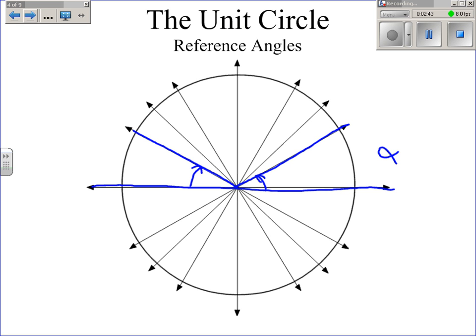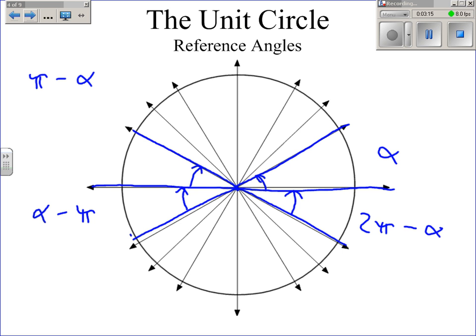Reference angle in the second quadrant is the distance between pi and alpha, or pi minus alpha. In the third quadrant, since alpha is greater than pi, it's alpha minus pi. And in the fourth quadrant, we're back to using the positive x-axis. So it's 2 pi minus alpha.